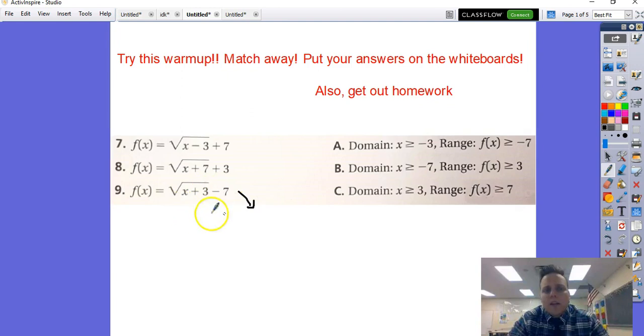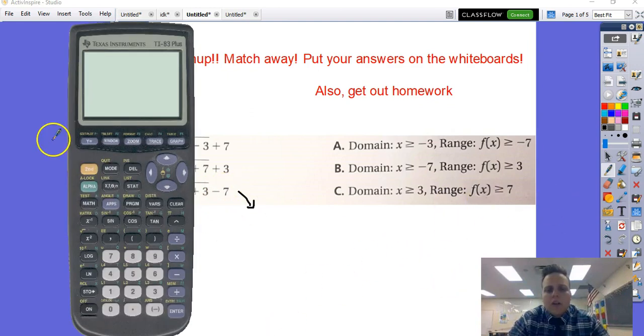Let's find the domain and range for number 9. First, let me remind you of what the square root function looks like. The calculator can draw it better than I can, so I'm just going to use the calculator. Second, square root, x, close that parenthesis, hit graph, and bam. This is the square root function, the parent square root function. It means no transformations have happened.